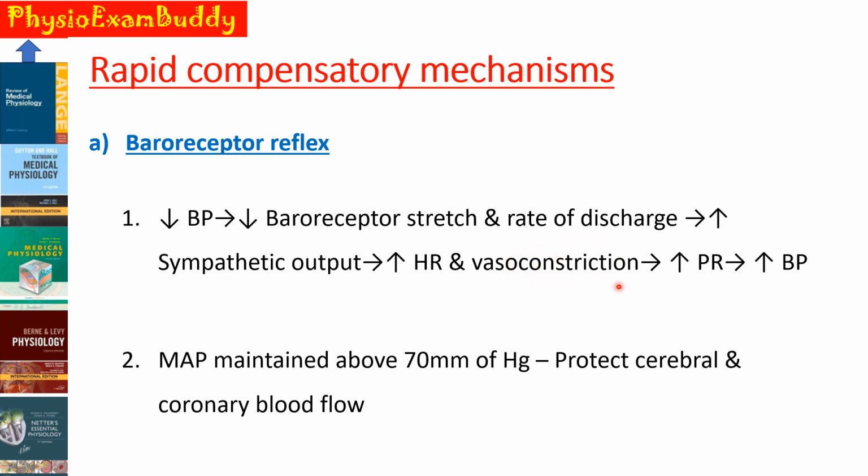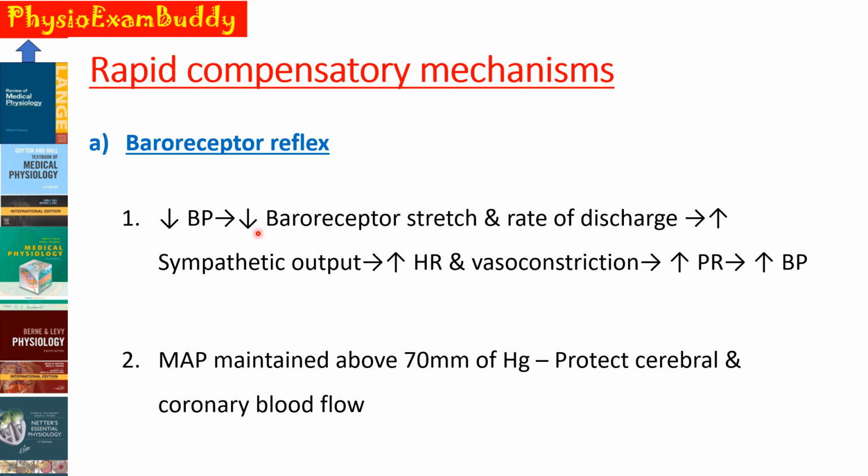And the reflex increases the peripheral resistance and minimizes the fall in the arterial pressure caused by reduction in the cardiac output. Here, the arterial pressure should be maintained at 70 millimeters of mercury or above by sympathetic nervous reflexes in order to protect the blood flow through the coronary and cerebral circulatory systems.